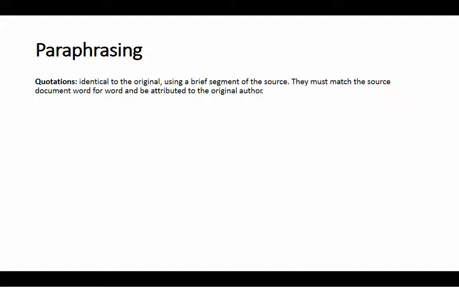Direct quotations. This is taking text from the source material and putting it into your paper in the exact way it appeared in the original source, and putting double quotes around it. That direct quote must match the source document word for word and, of course, be attributed to that author.